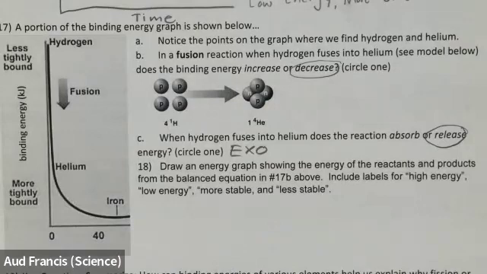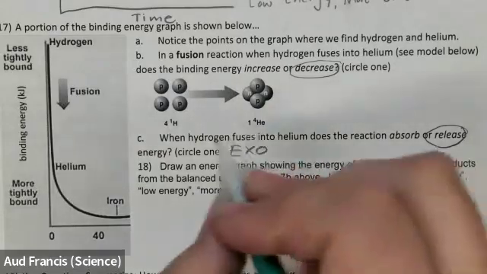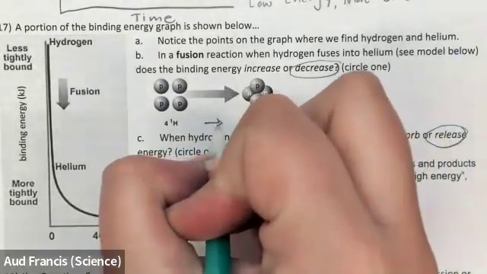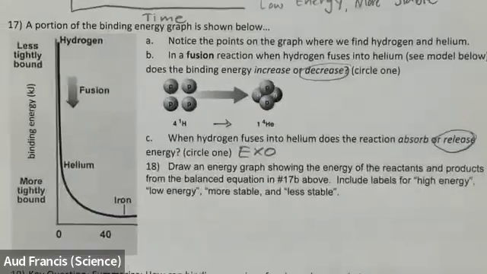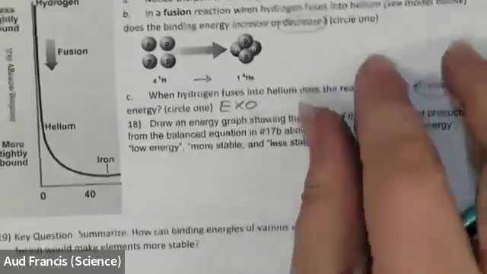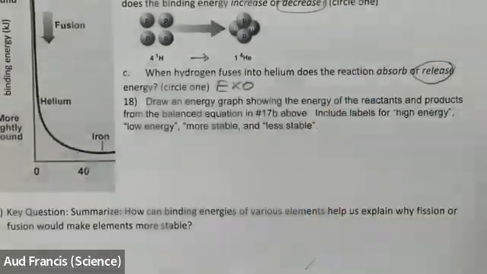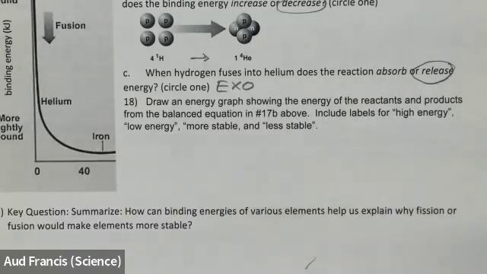So draw an energy graph showing the energy of the reactants and products from the balanced equation in 17b above. This, folks, is the balanced equation. There's your arrow. All right, so we're going to include labels for high energy, low energy, more stable, and less stable. What I would like you to do is actually pause the video in just a second here. I want you to build just the framework. So you're going to build the L-shaped chart, and you're going to put the labels for high and low energy and more and less stable in, okay? So go ahead and pause the video now.